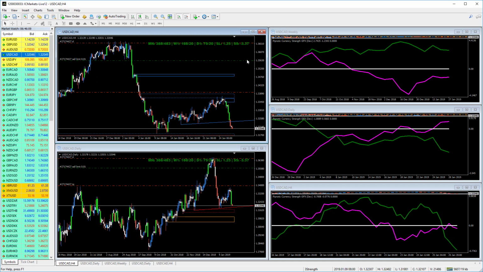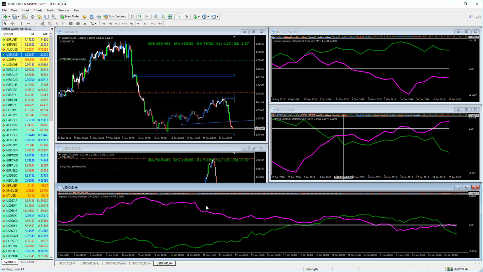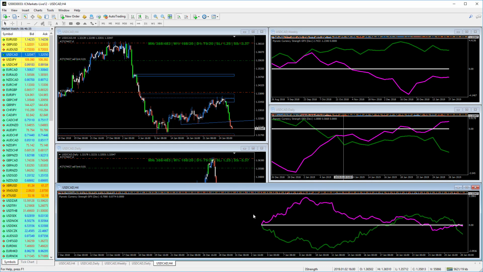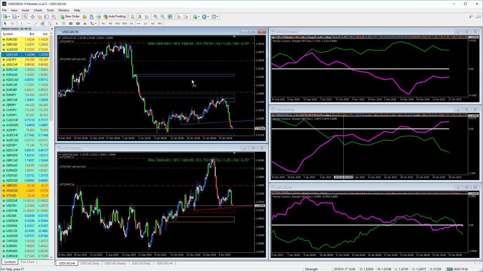Have a look at this one here. Let's see what the dollar and the CAD are doing. Well, you can see here that the CAD picked up in strength on the 8th. When did this happen? Go back here. It actually happened on the 3rd, on this one here. So the 3rd at about 4 o'clock in the afternoon.